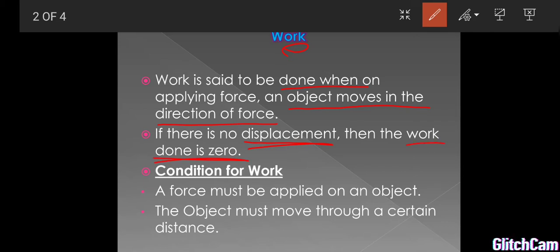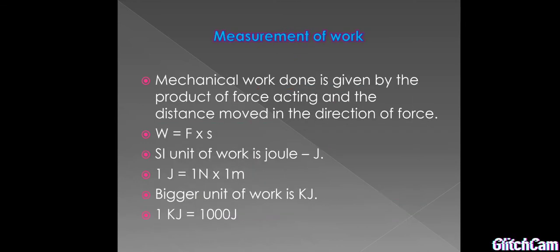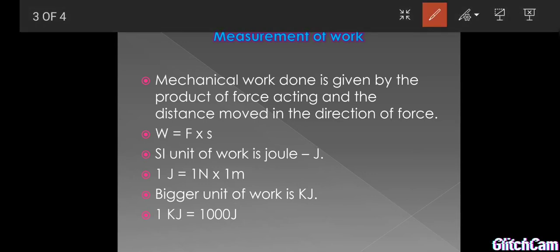In your book, many examples are given. From these examples we know the conditions of work. There are two conditions. One is that a force must be applied on an object, and second, the object must move through a certain distance. These are the two conditions for work. Next, measurement of work. The mechanical work done is given by the product of the force acting and the distance moved in the direction of force.